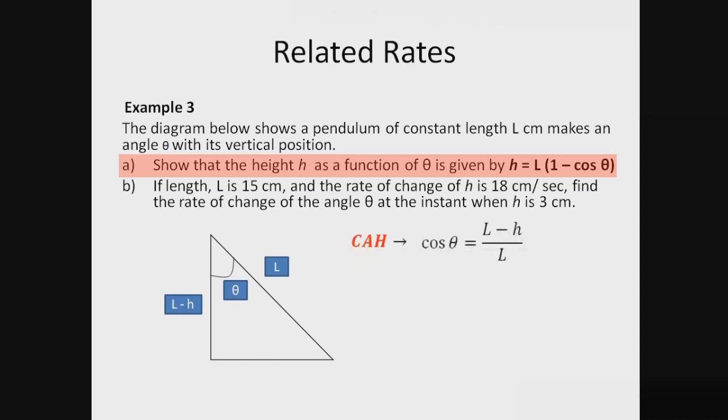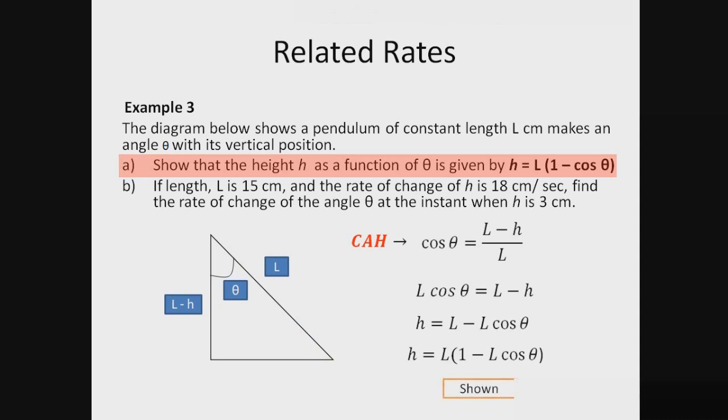So we get cos theta is equal to (L minus H) over L, as the adjacent side is L minus H and the hypotenuse is L. Then we multiply by L, we get L cos theta is equal to L minus H, and then H is equal to L minus L cos theta. Then factorize it and it will become H is equal to L(1 minus cos theta). Now we have proved the answer.